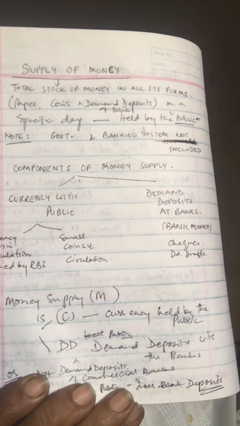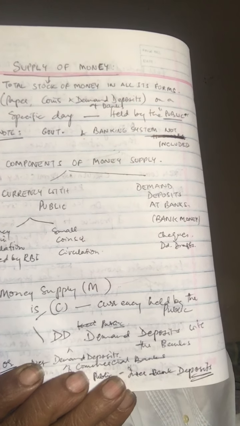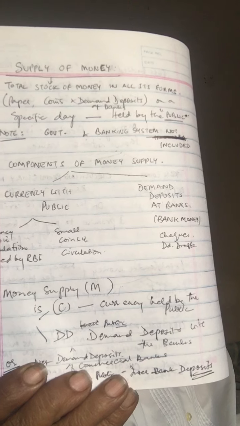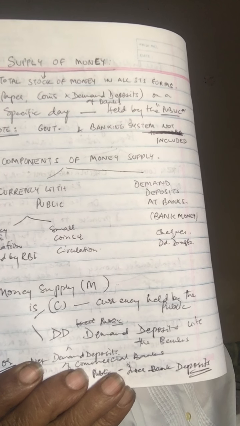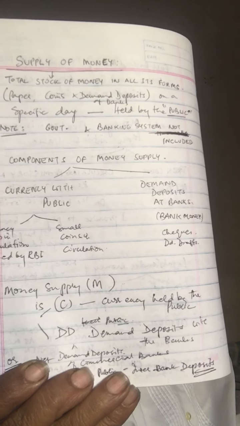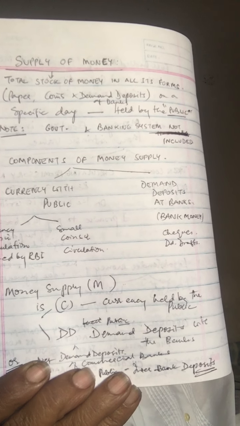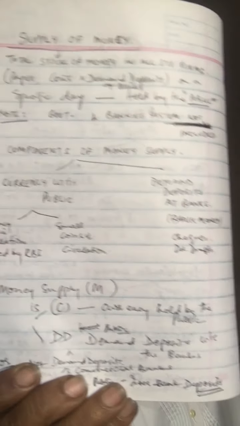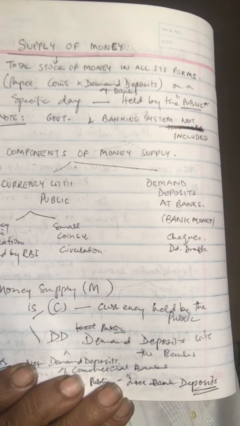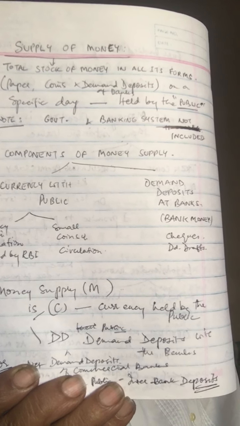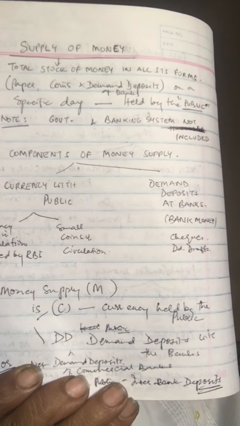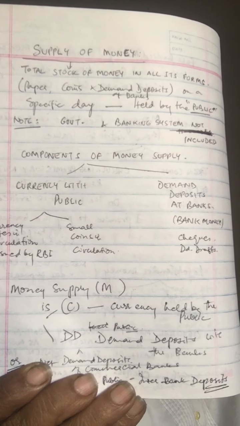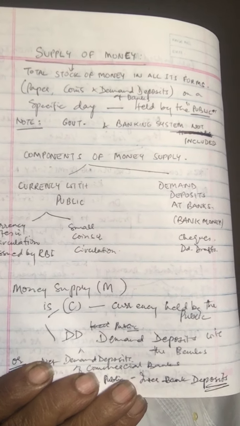Now if you get a question asking what are the components of supply of money? Well, currency with the public and demand deposits at banks. Currency with the public is currency notes in circulation, which is issued by the Reserve Bank of India, and small coins in circulation. And talking about demand deposits in the bank, what is that? Demand deposits are another important component of money supply. This is also known as bank money, and these are those deposits which are payable on demand, and on this, checks can be written.